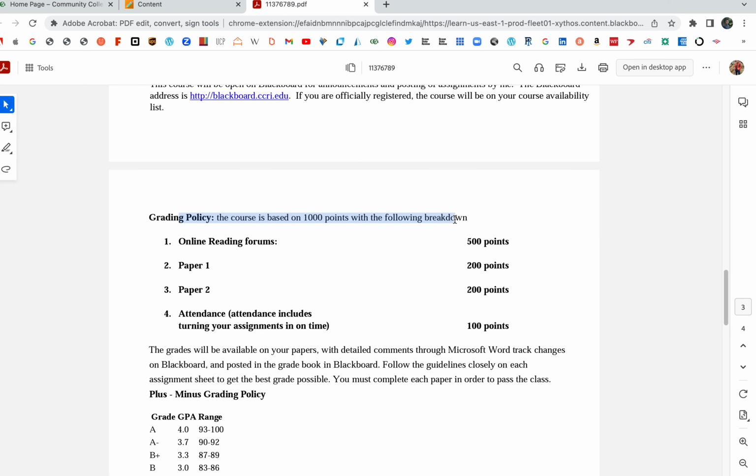Here's what you're concerned with. I always base my course on 1,000 points. It's really easy to gauge your grade then. For example, if you end up with 940 points, you have a 94%.